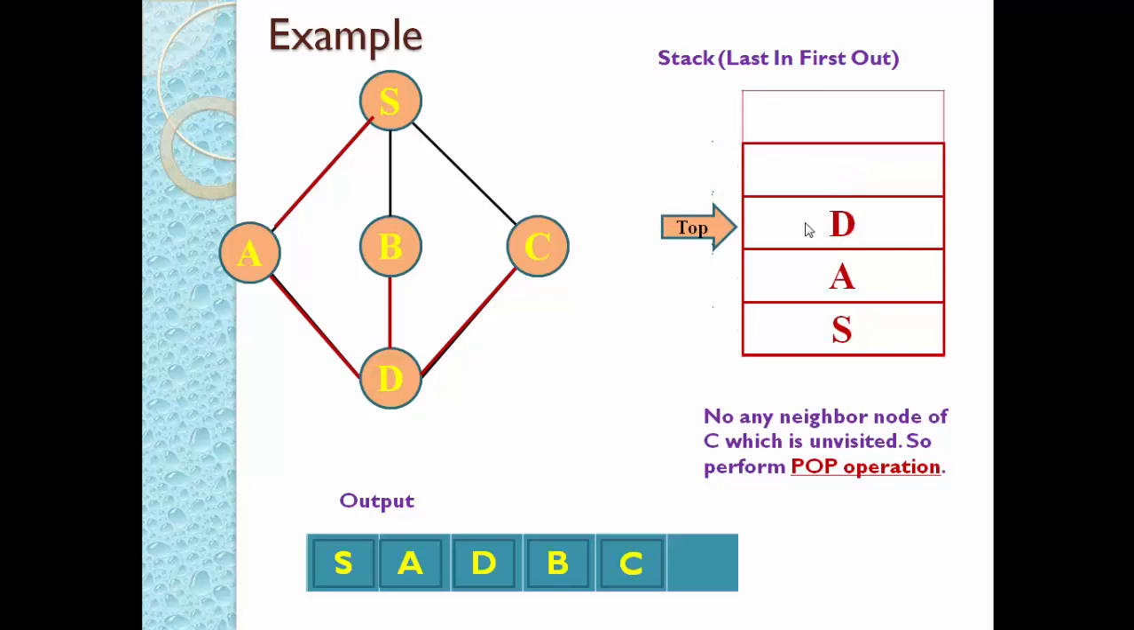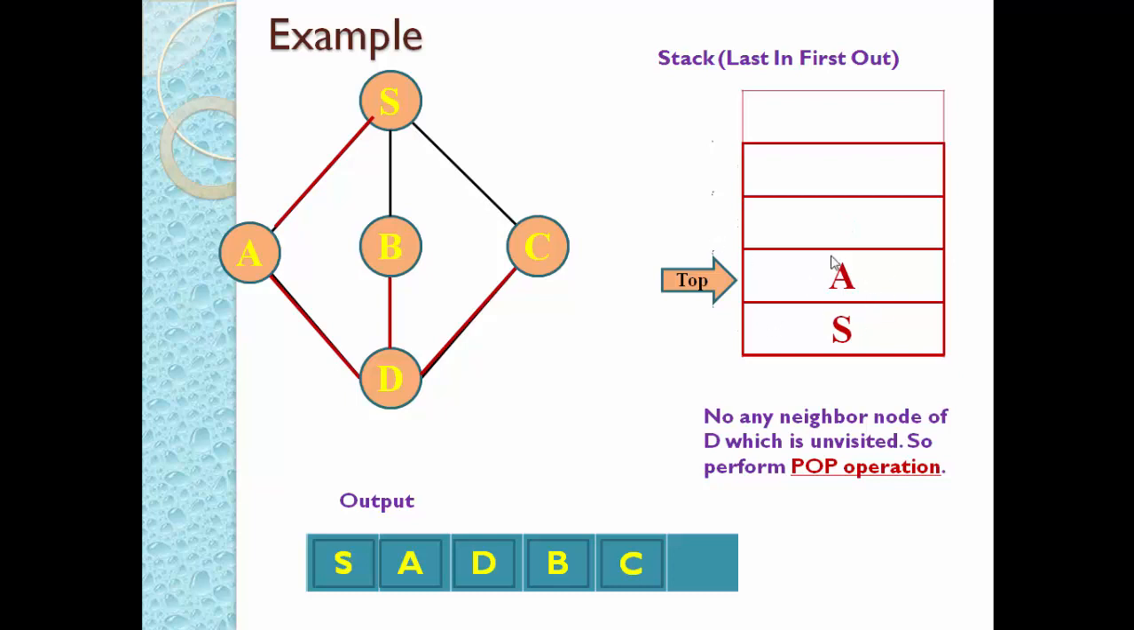So we have to explore D, we have to identify the neighbor nodes of D. D has 3 neighbor nodes, A, B and C. These are all already visited, so we have to perform the pop operation again. So reduce the top pointer by 1 and remove D from the stack.